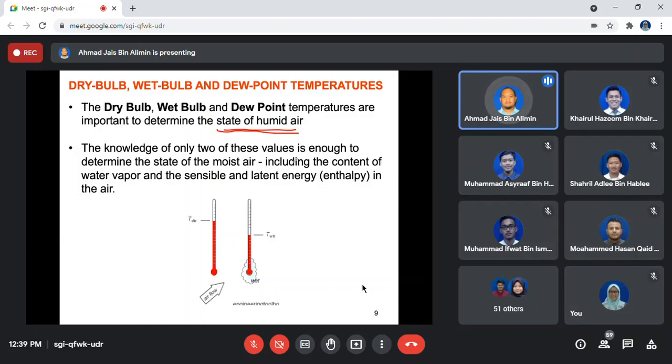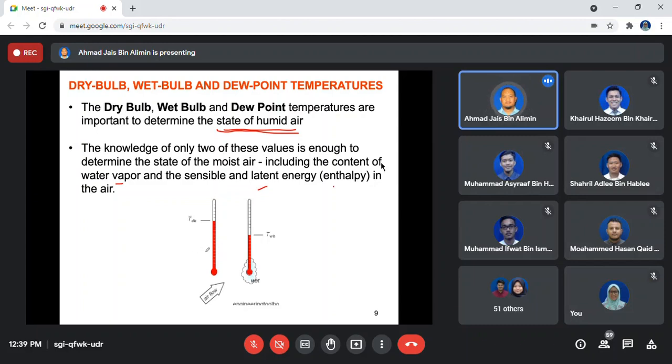The knowledge of only two of these values is enough to determine the state of the moist air. Okay, if we know two of the three, then we can determine the content of the water vapor, the energy, okay, based on the enthalpy reading of the air.